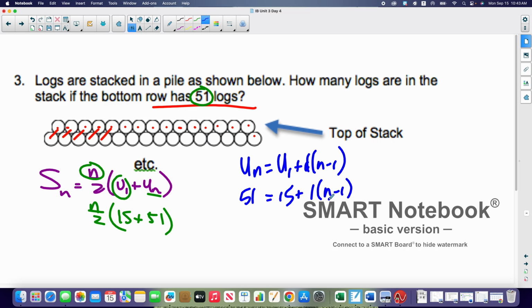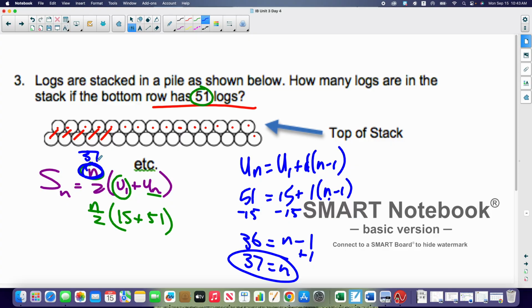Okay? So I'm going to subtract 15. Subtract 15. I believe that's 36. I like this. 1 times n minus 1 is just n minus 1, because 1 times anything is whatever it is. I'm going to add 1 to it. So n equals 37. That's what I was missing right there.